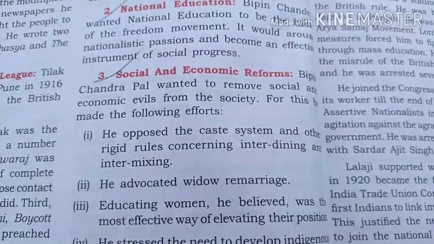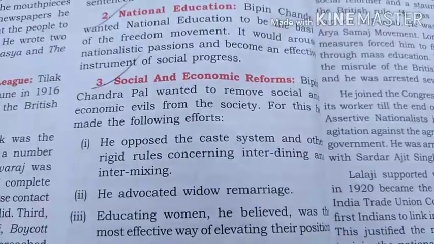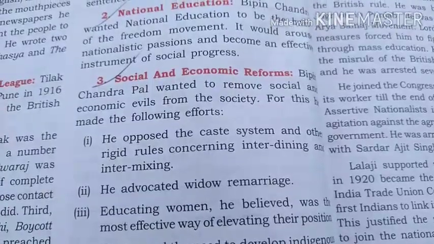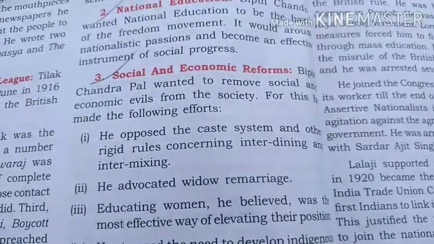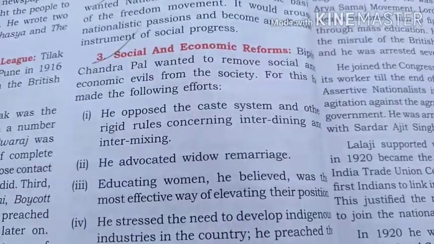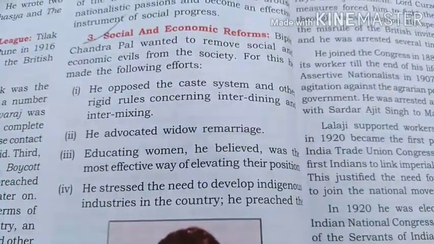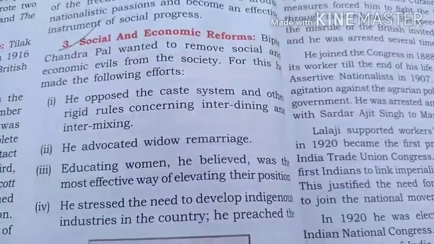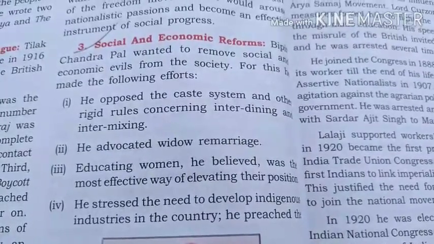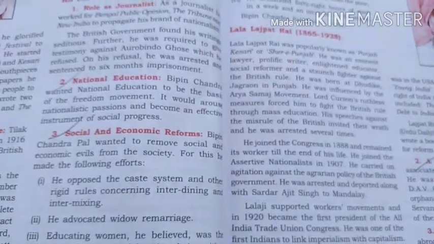First, he opposed the caste system and other rigid rules concerning inter-dining and intermixing. Number two, he advocated widow remarriage. He encouraged widow remarriage. Number three, educating women. He believed it was the most effective way of elevating their position. Fourth, he stressed the need to develop indigenous industries in the country. So these are some of the contributions of Bipin Chandra Pal.